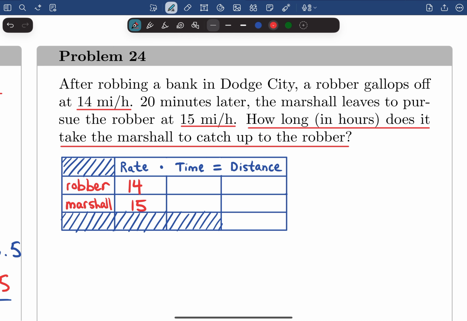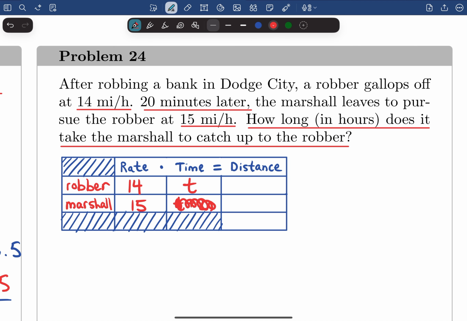Now, there's something critical here. The marshal doesn't leave until 20 minutes later. So the marshal's leaving 20 minutes after the robber does. So the robber got a head start. So if the robber's time is t, then, well, the marshal's time, would it be t plus 20? Right? T plus 20 right here.